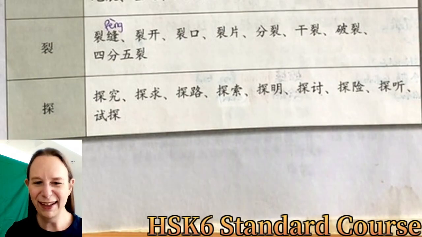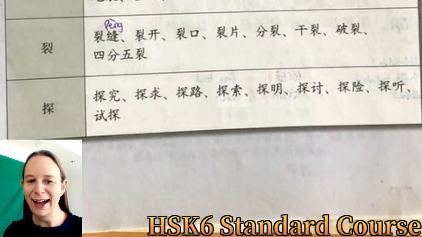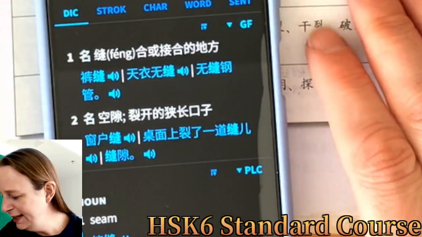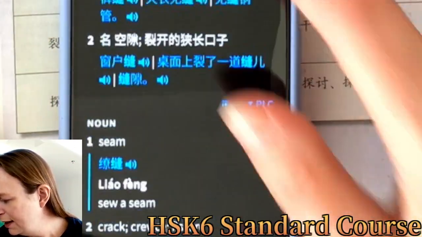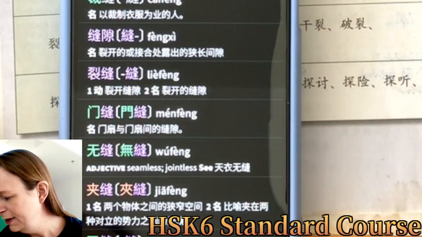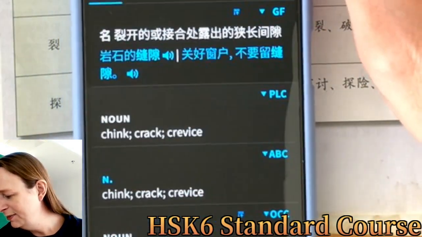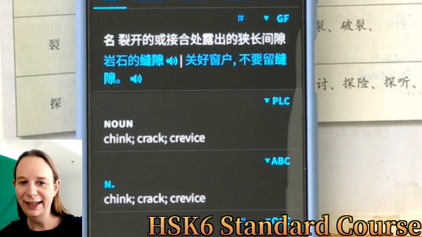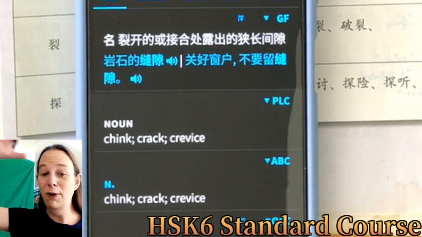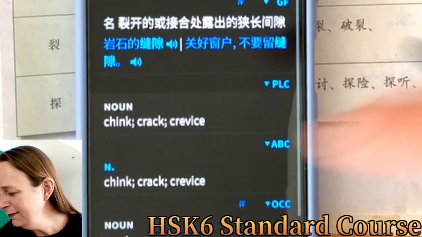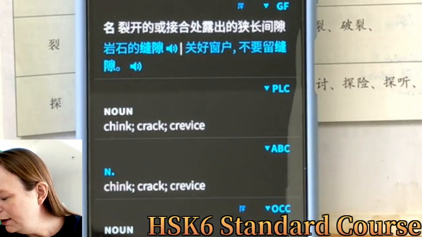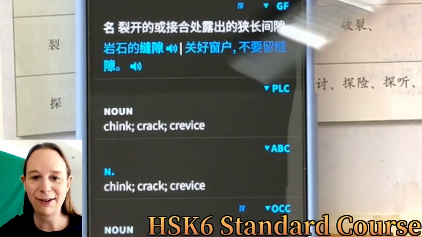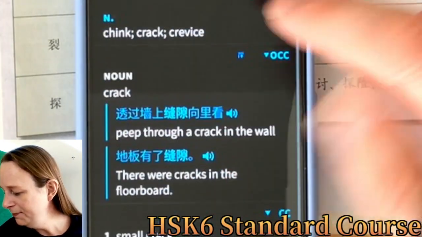So you can talk about like bathroom doors, they might have a crack. People complain about that. 缝, seam, crack. 缝隙, this one. 缝隙. What do we got? 岩石的缝隙. So this is like a crack in a rock, but like a big rock, a boulder or something like that. Okay. 关好窗户, 不要留缝隙. Yeah, so when you close the window, make sure you don't leave any gaps, etc., etc.